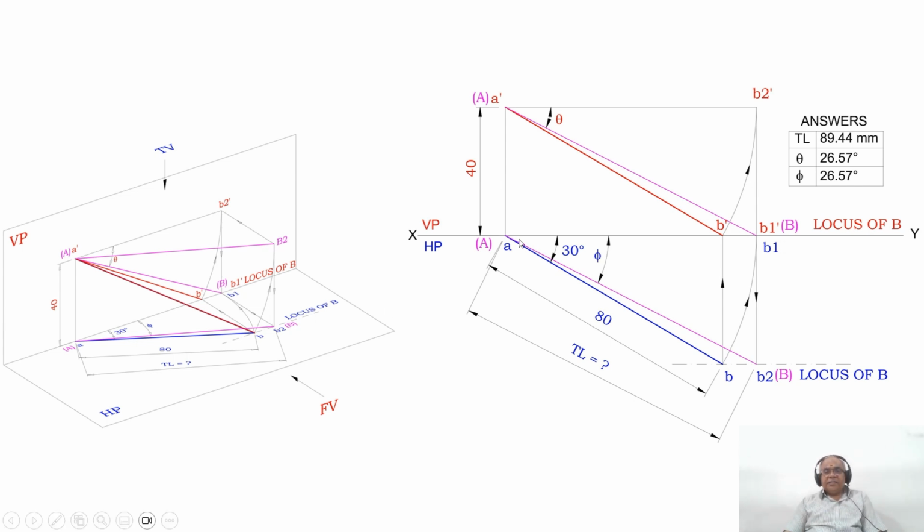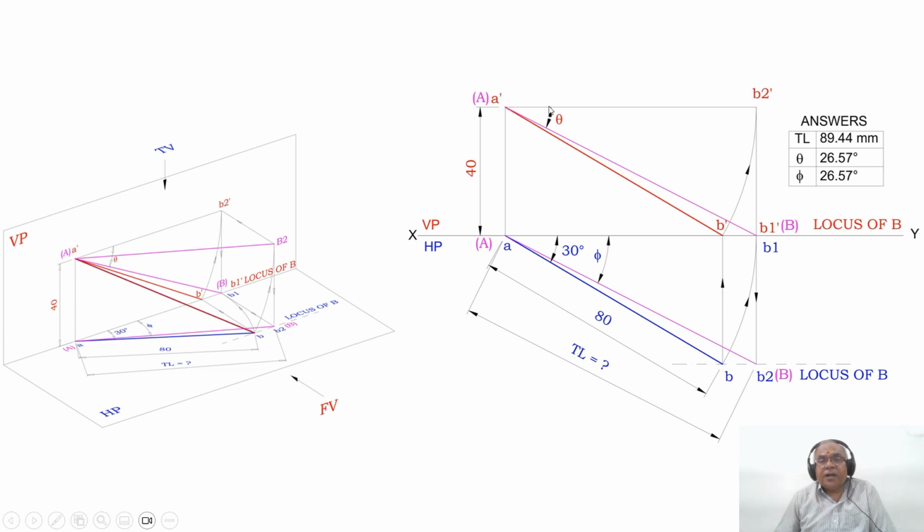So I want to find the true length in the horizontal plane. Since I want to find the true length in the horizontal plane, that is the top view, I have to take the front view line with A dash as center, taking the radius of A dash B dash. You draw an arc such that B2 dash is also above HP by 40 mm. So A dash B2 dash is the line which is parallel to XY in the front view. Obviously, in the corresponding top view it will be in true length. Here A is there, B2 dash should be projected to the locus of B in the top view. So you mark this point as B2.